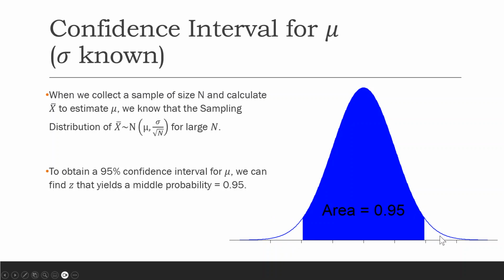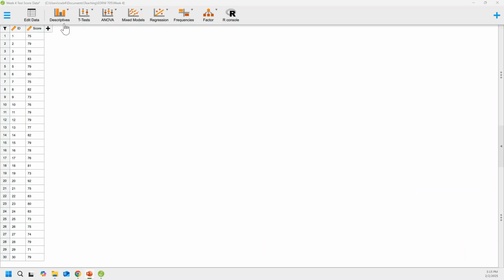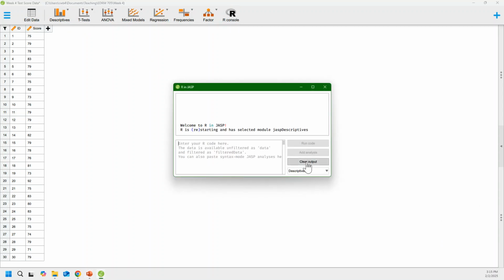And so since this is a normal distribution, we could go to JASP. I'm going to use the R console here. I'm going to clear that out. And we can use the qnorm function, put 0.025 in there, and run this code. And we're going to see that we get approximately negative 1.96, right? If I round it to 4 places after the decimal, I'm going to get 1.96.